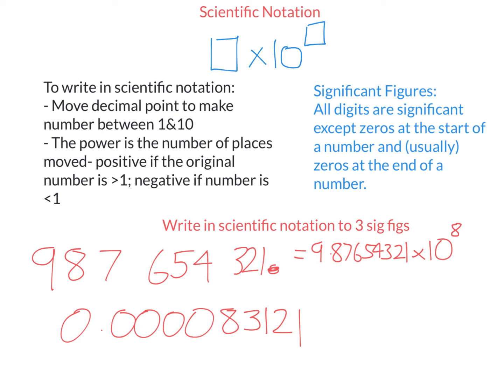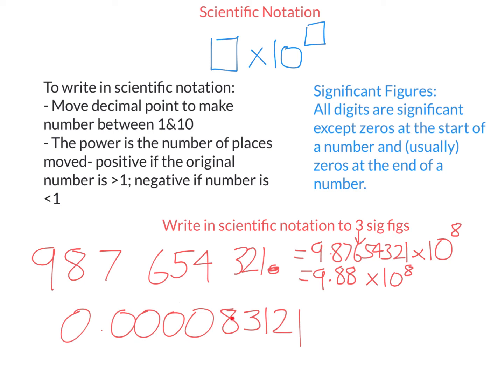So to round it to 3 significant figures, I go to the 4th significant figure: 5 or more, raise the score. Because it's more than 5, I'm going to raise this significant figure. So this will be 9.88 times 10 to the power of 8. So what about this number here?